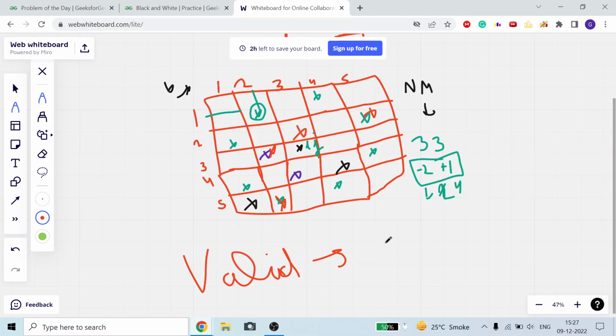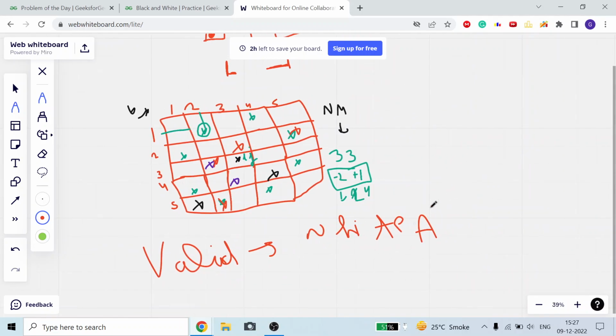Now what is my valid cell from which my white can attack? I will make an arrow, it can attack. Or I should write, white can attack. Suppose the total number of cells we have is N into M, total number of cells. And the number of valid cells in which, if I put my white, it attacks, for this particular black cell, is these 8. All the other white cells are free.